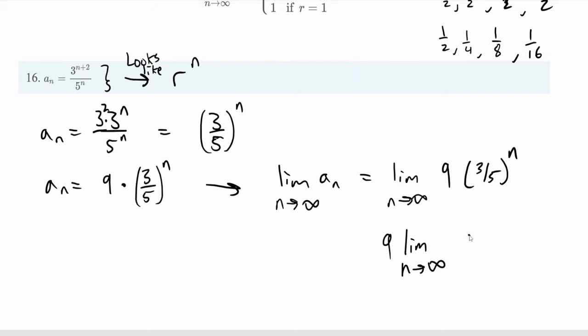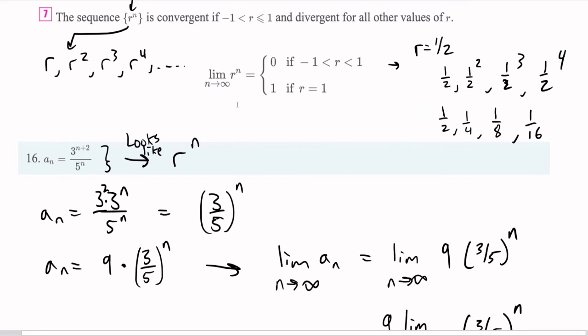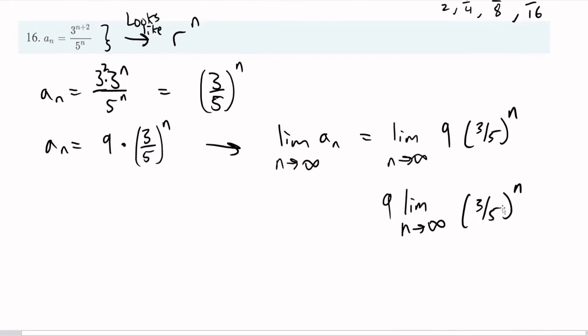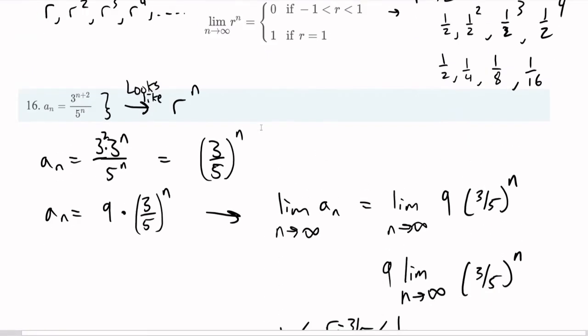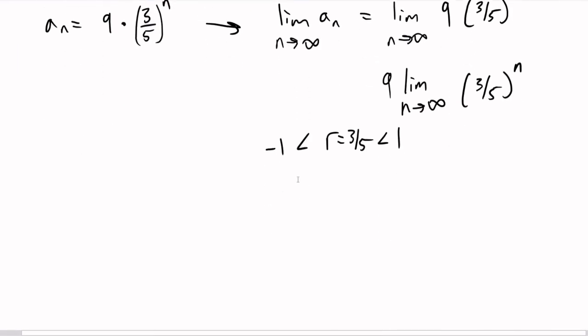And we're here. And guess what? This tells me that if r is between -1 and 1, I'm going to get 0. 3/5 is less than 1, but bigger than -1. What does that tell me by the above? By this little 7 box here, this tells me that this limit is equal to 9 times 0, which is 0. Boom.